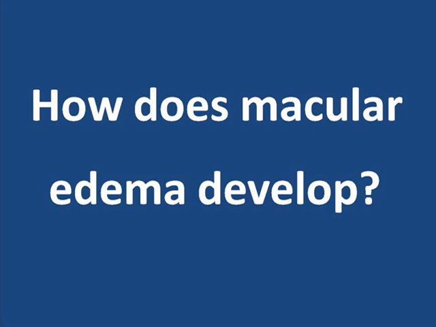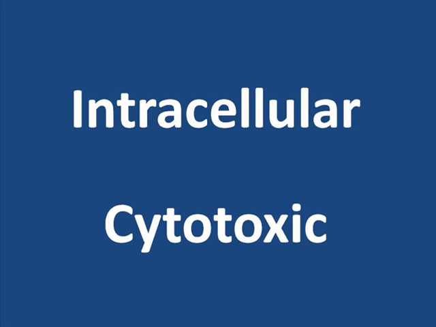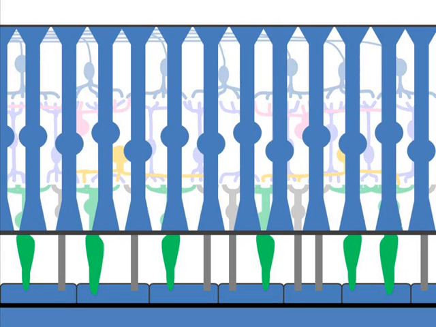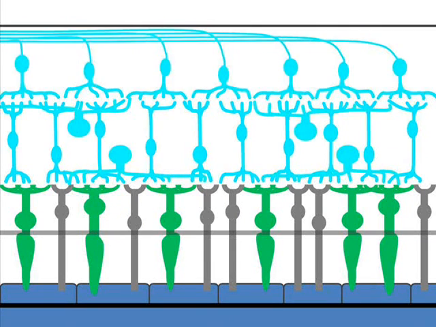A second line of thinking on this question emphasizes the accumulation of fluid within neurons and later Mueller cells within the retina. This swelling of cells is called the intracellular accumulation of fluid, or cytotoxic edema. According to Dr. Bringman and fellow researchers, normally, Mueller cells are thought to remove excess water from the inner layers of the retina.